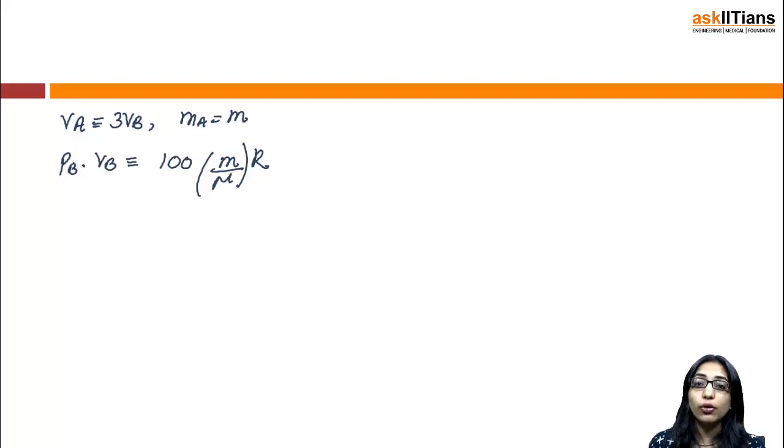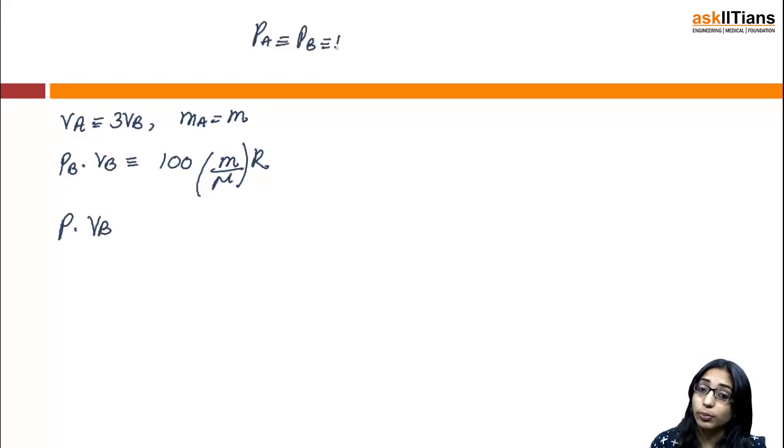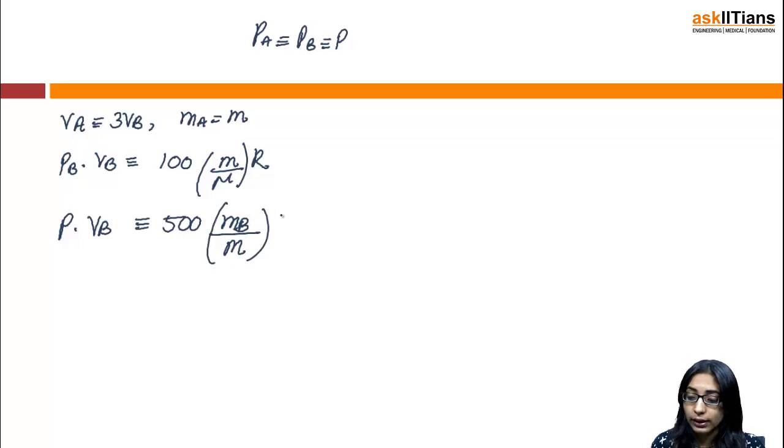Now, if you are asked to correlate the ideal gas equation, the pressure of A will be equal to the pressure of B, let's call it P. So, P into VB is nothing but mass of B by molar mass into R into 500, because the temperature given to me is 500 Kelvin.